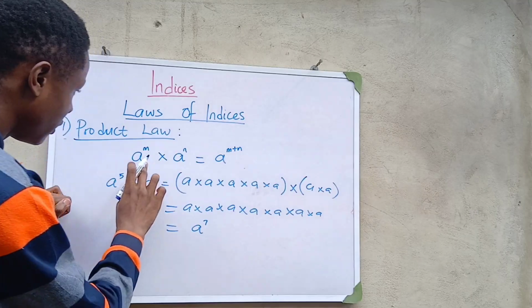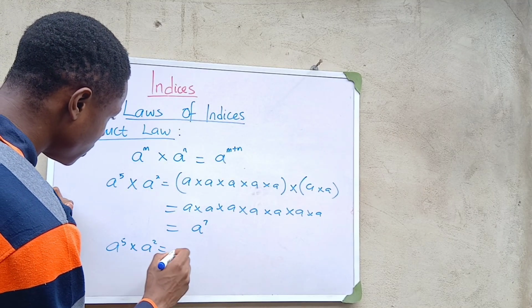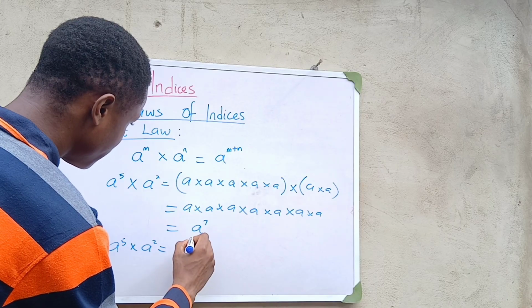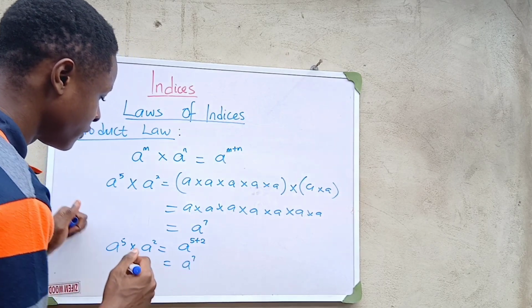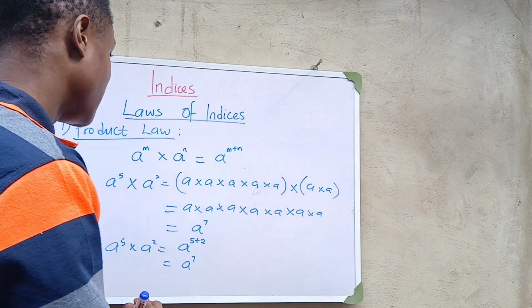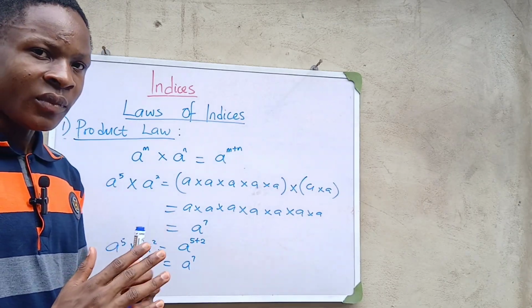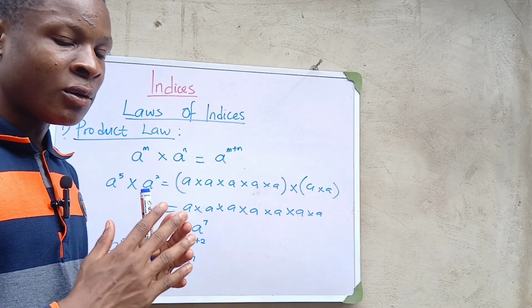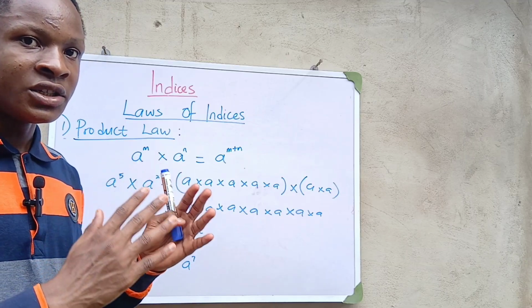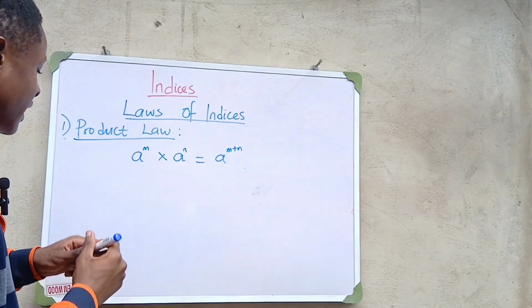Now using the product law, we have a raised to power 5 times a raised to power 2, so we have a raised to power 5 plus 2, giving us a raised to power 7. So we have proved the law that when we have the same bases multiplying each other with their indices, what we are going to have is the addition of the two indices. So that's product law.